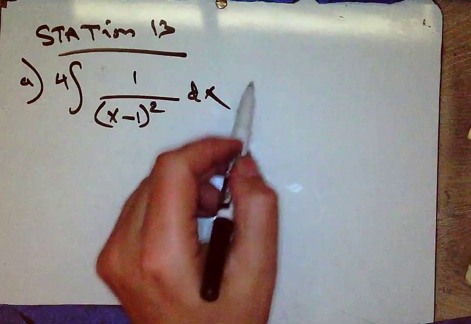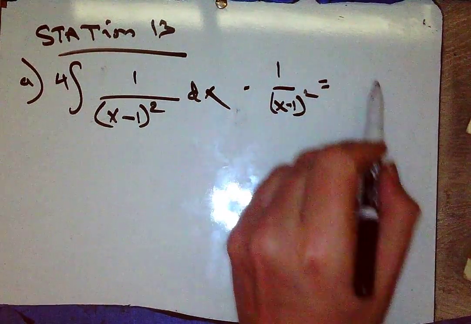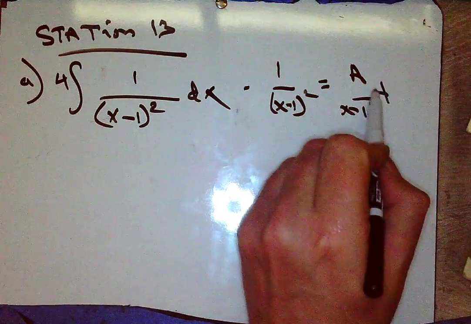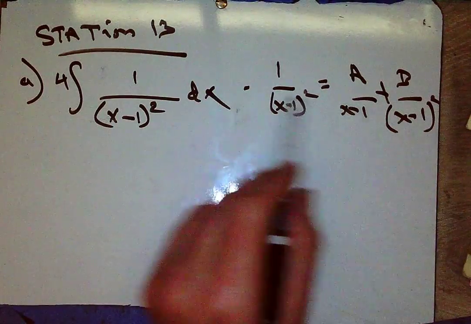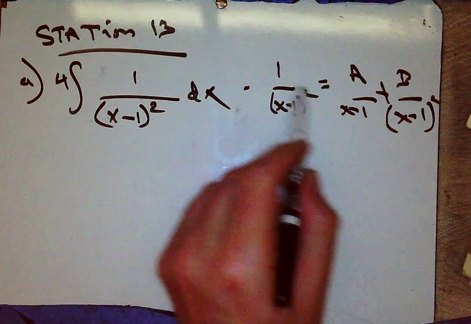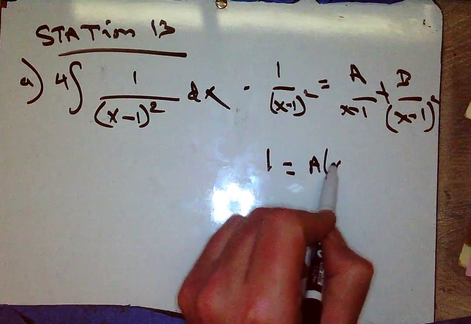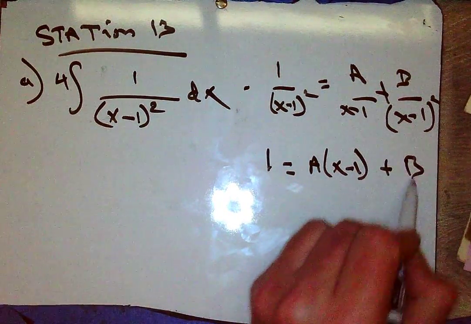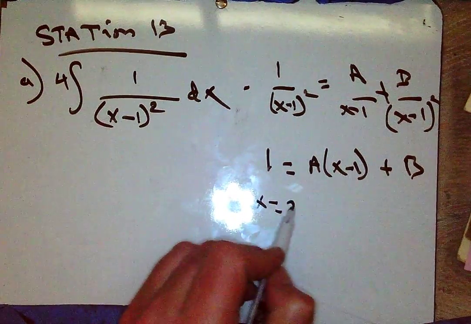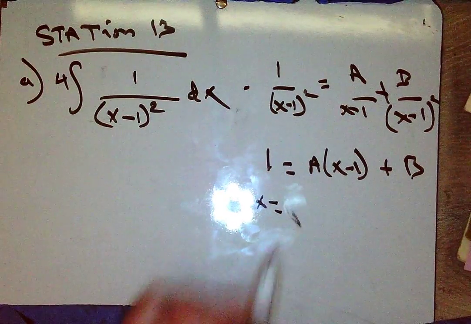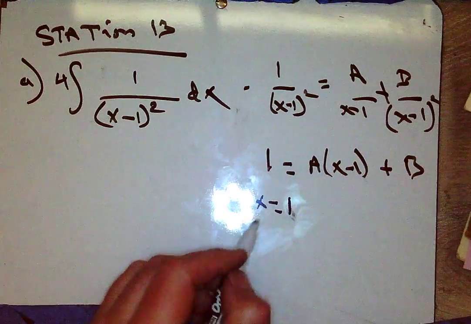Okay, so this is going to be 1 over x minus 1 squared is a over x minus 1 plus b over x minus 1 squared. I multiply everywhere by the least common denominator. That's this. I end up with 1 equals a times x minus 1 plus b. Okay. So if I make x equal to 0, I'm sorry, x equal to 1, that's going to be 0, and I get b equals 1.